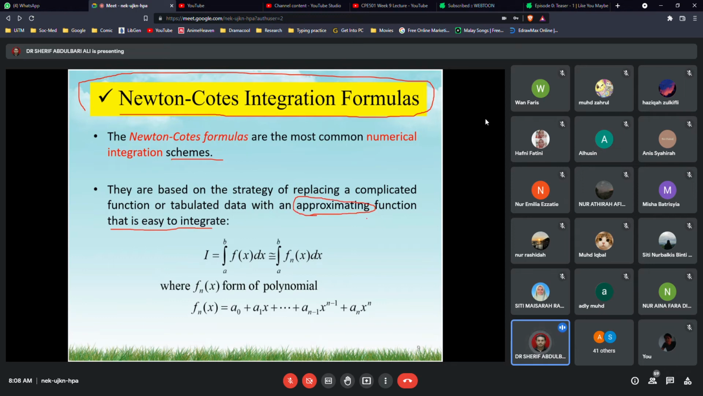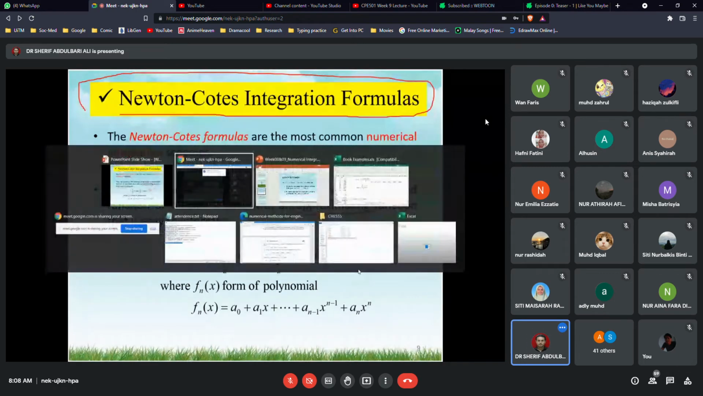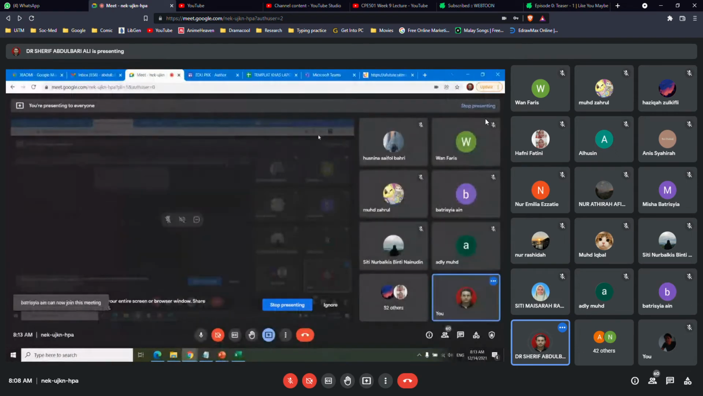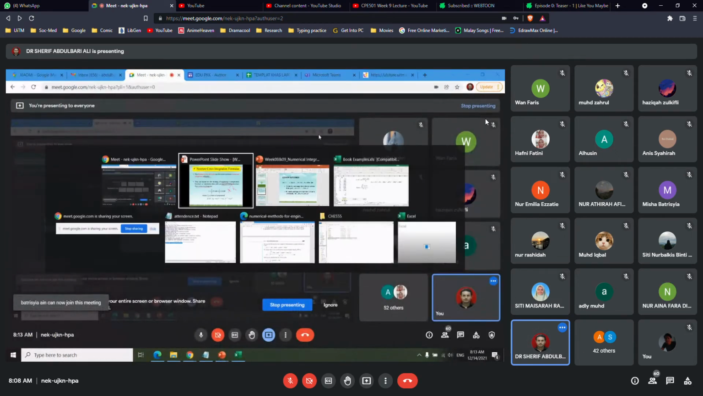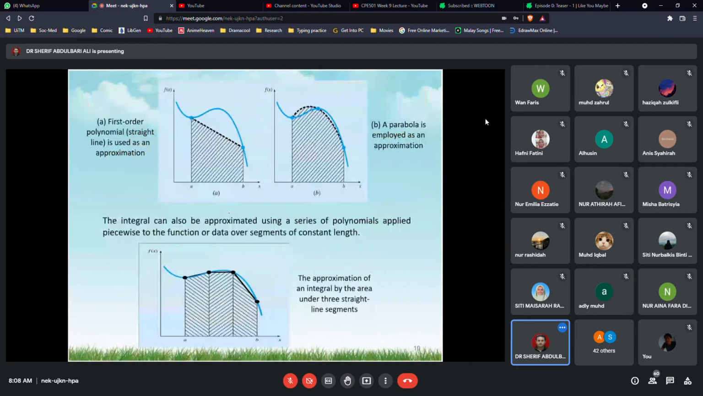So when we are approximating here, that means there will be two types of error you need to calculate. Maybe you are going to calculate the relative error if you have the true value, or most of the time you are going to calculate the approximate error, because most of the time you are not going to have the true value. Okay, so these are the types of segments that we are going to face.